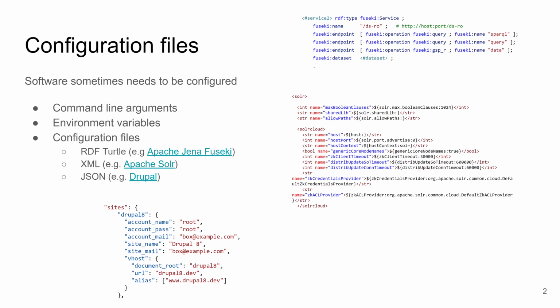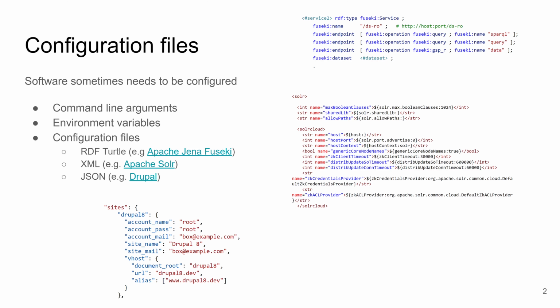For example, you can see an example from Apache Jena Fuseki, which is a triple store. And if you want to configure it, you can use an RDF Turtle configuration file for that. Another example that we have here is from Apache Solr, which is a search index. And if you want to configure that one, you will use an XML configuration file. Example of that you can see in the right-hand side of the slide.